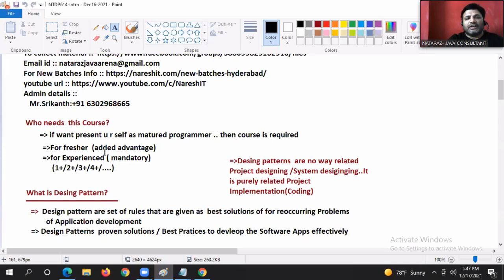Next, who needs this course? Whoever wants to become a matured Java programmer definitely needs this course. Design patterns are nowhere related to project designing, guys. Design patterns are always talking about coding, nothing but the implementation of the project.